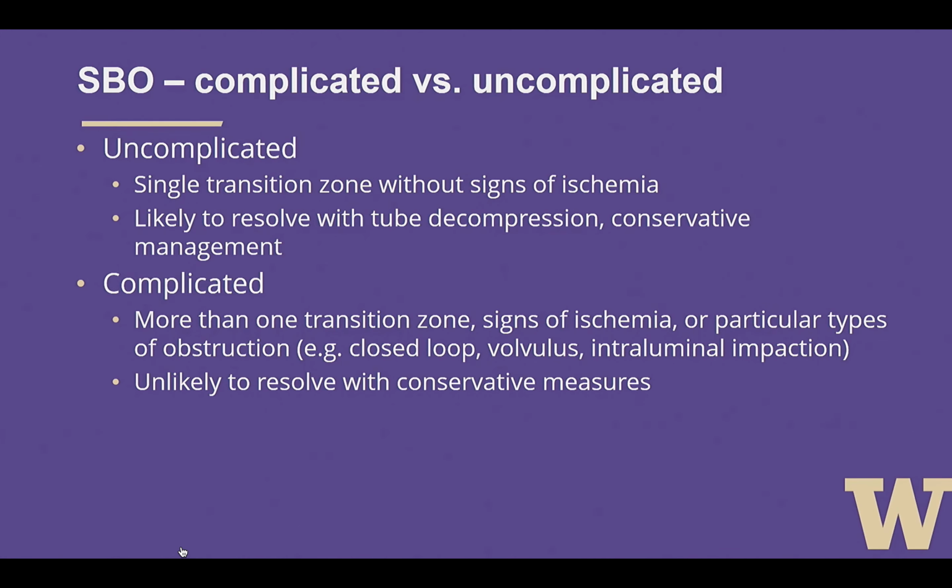So a brief word about complicated or uncomplicated small bowel obstructions. I think it's useful to divide these into two categories. Uncomplicated obstructions are those with a single transition point without signs of bowel ischemia, and these are likely to resolve with conservative management. Complicated obstructions, on the other hand, are those that either have more than one transition point, signs of bowel ischemia, or particular types of obstruction, all of which are unlikely to resolve with conservative management and typically require surgical management or other intervention.